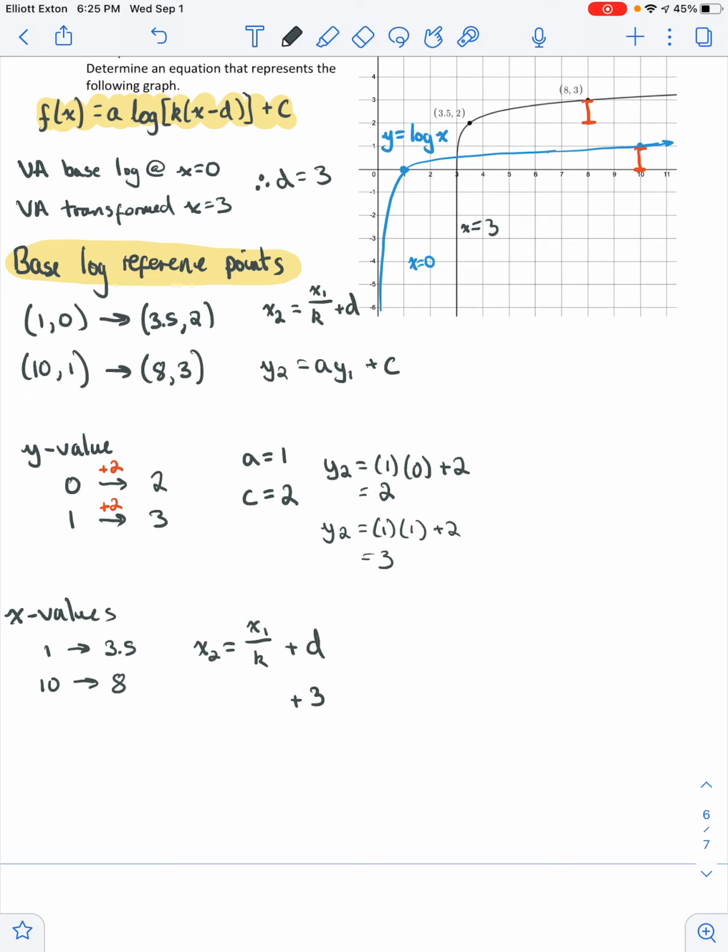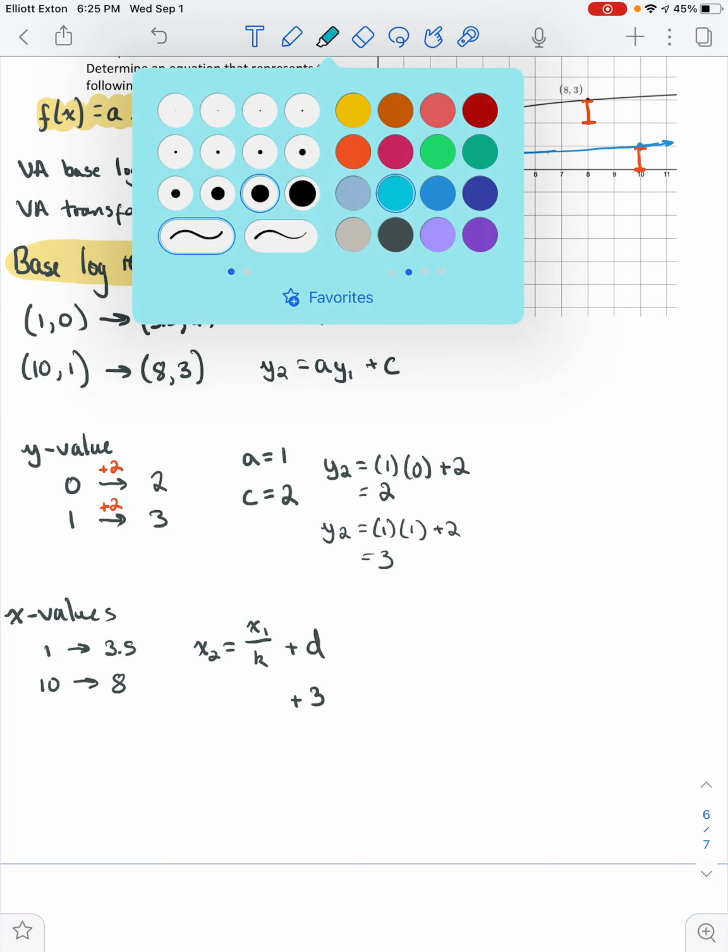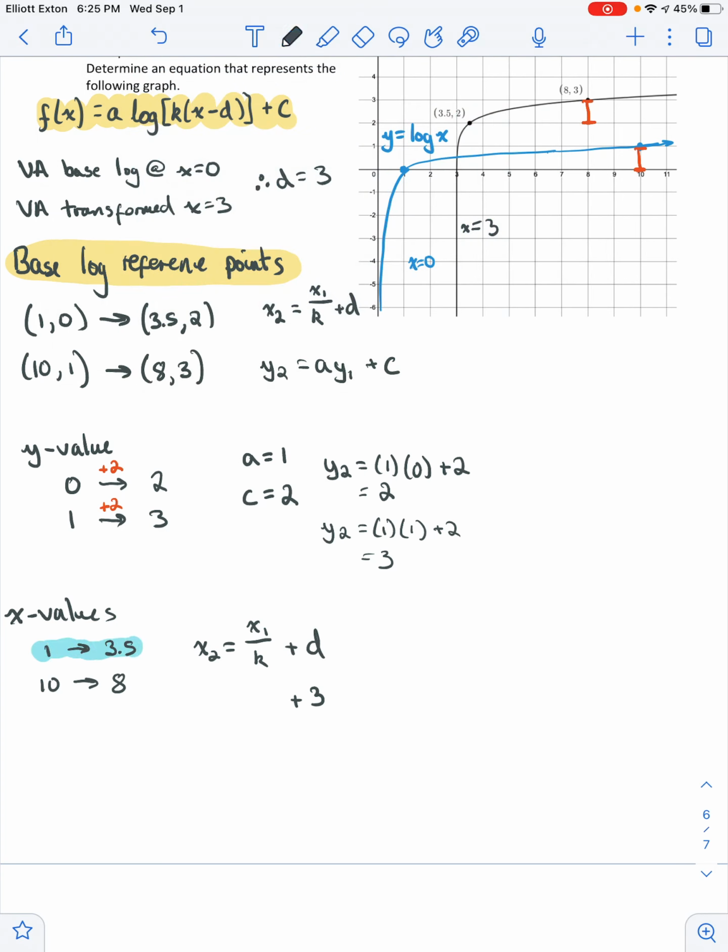So now I can plug in any of these x1s and x2s to solve for what k is. I'm going to pick this one, and I'm going to plug in my transformed x value, my x2, which is 3.5. My untransformed x1 is 1, over k. I'm going to subtract 3 from both sides, I'll get 0.5 equals 1 over k, multiply my k over, and then divide by 0.5, and I'll get k equals 2. So those are my transformations there.